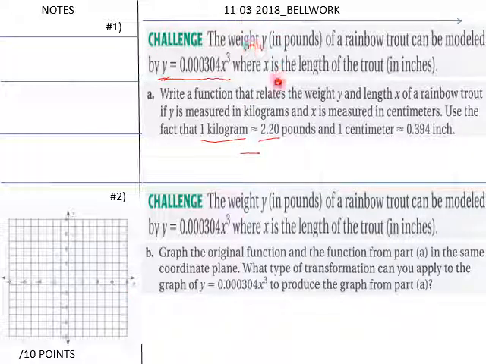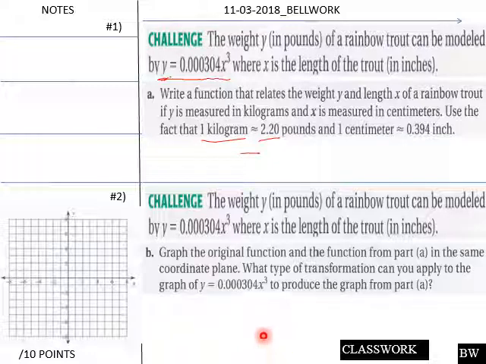Here's the bell work. Teachers, give your students about 5 minutes to do this. Graph the original in the same coordinate plane. What type of transformation can you apply to the graph of here to produce the graph from part A? So this is part A here. Take your time, students. I mean, teachers, you could give your students 6 minutes too if you wanted.